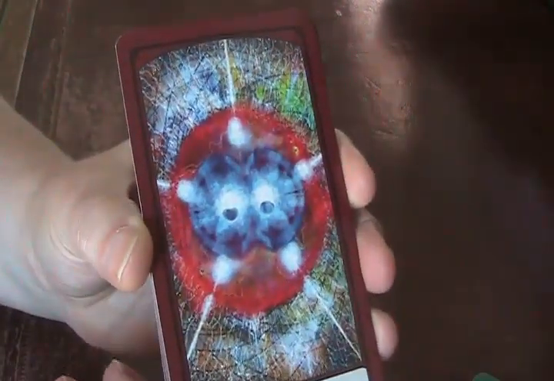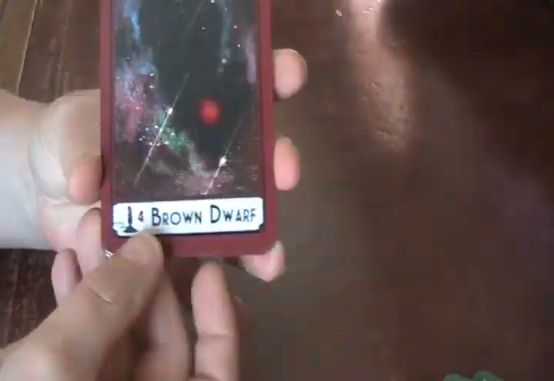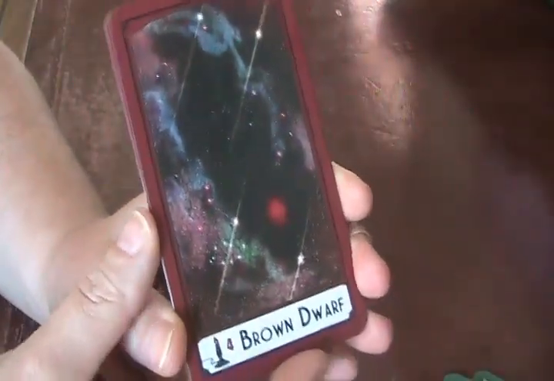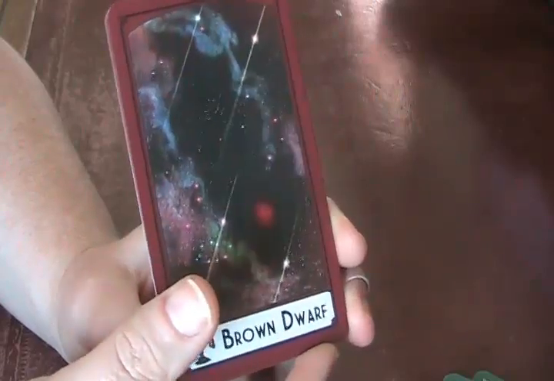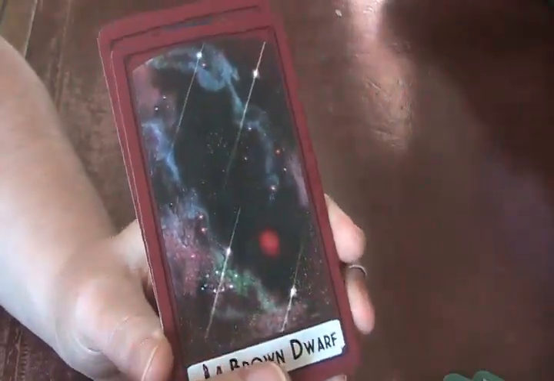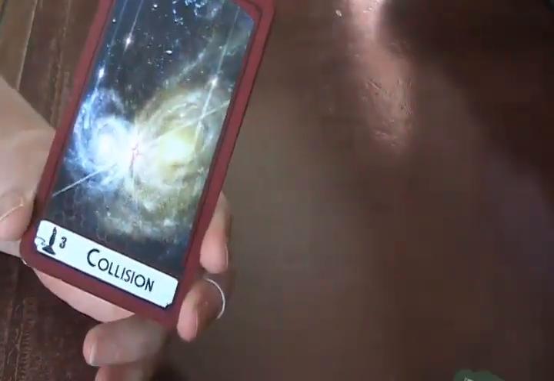Fusion. Splitting of nucleuses. A brown dwarf star is a star that either has too low of mass to burn bright, and so it dims, or it's a star that has burned all of its mass and is slowly dying.